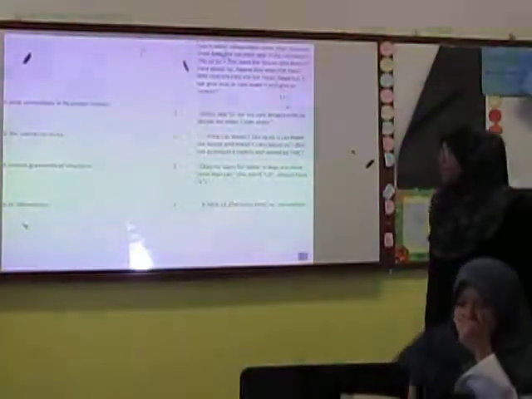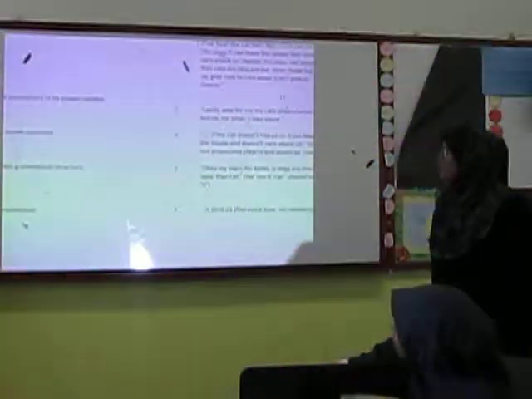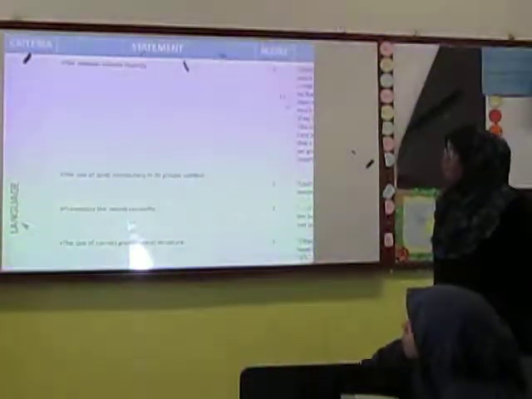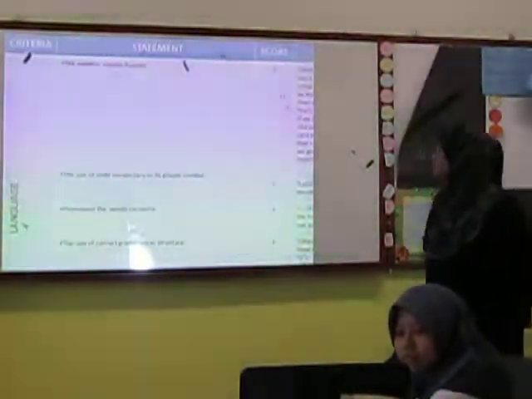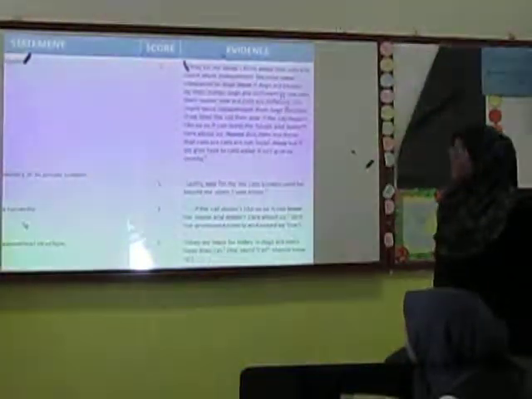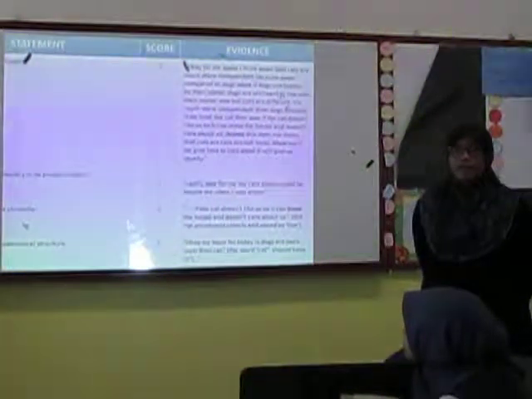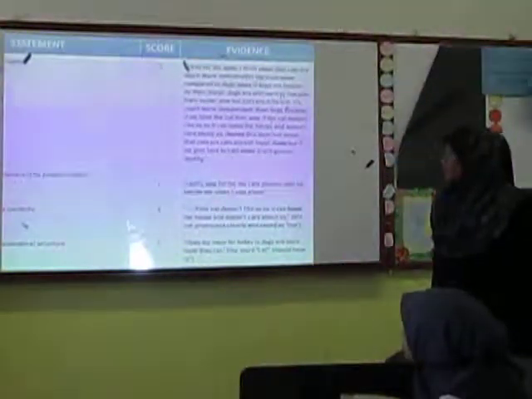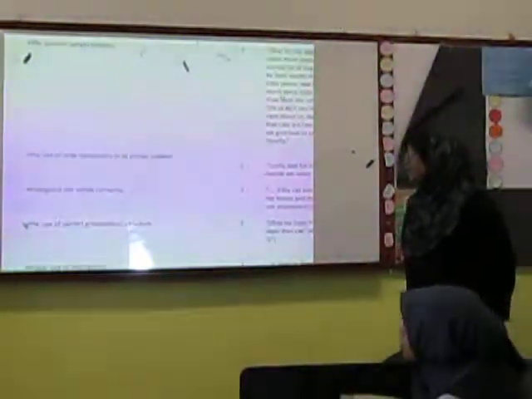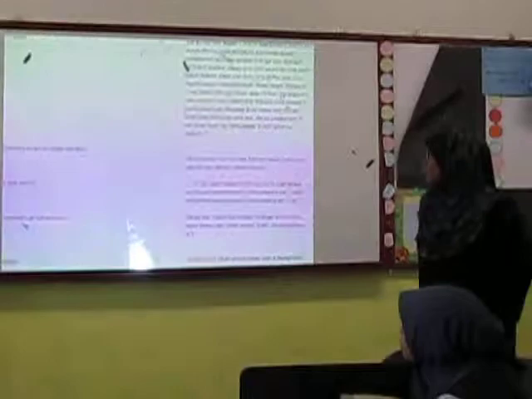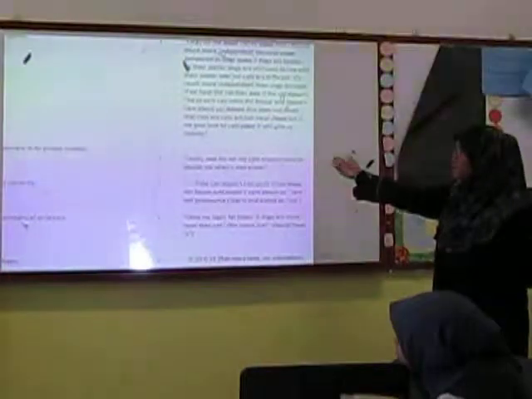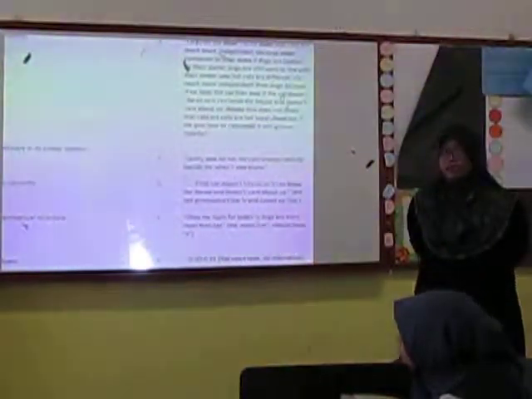Okay, the second criteria is language. Okay, the first one is the speaker speaks fluently, and the score is only 2 because there is so much gap fillers and the speaker tend to stutter rather than speaking fluently. The second one is the use of wide vocabulary in its proper context. The score is 2 because the evidence is this sentence structure itself is wrong because of the basic.